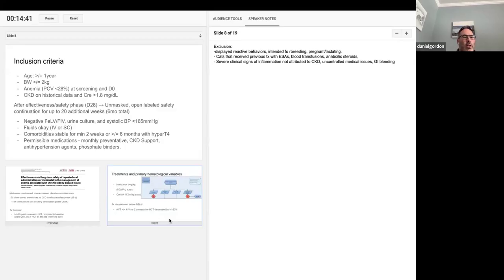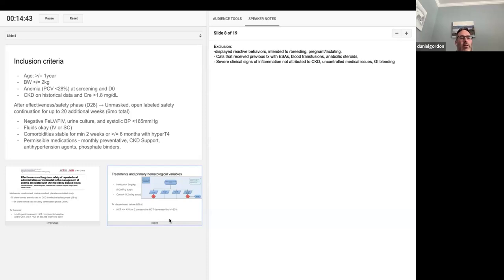When we look at their inclusion criteria, it's similar to the previous studies where the patients had to be greater than or equal to 1 year of age, greater than or equal to 2 kilograms. Their anemia was defined as a PCV of less than 28%. And their historical CKD data was present, and they defined it with a creatinine of greater than 1.8. So essentially stage 2 and beyond.